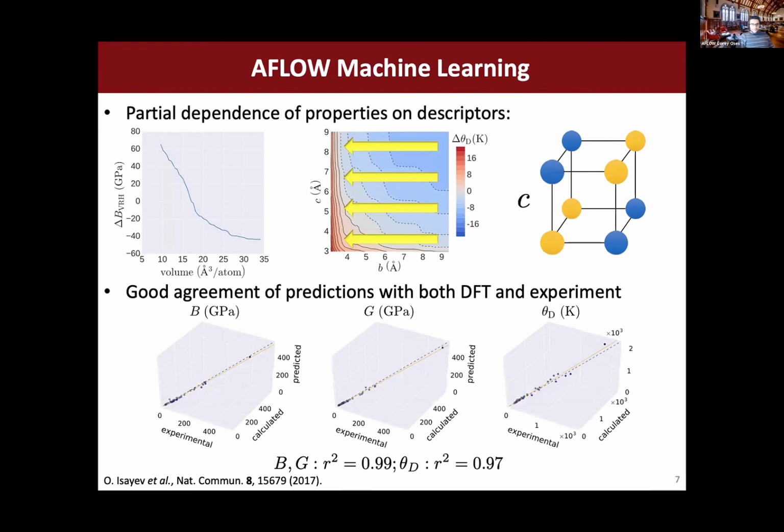We've also done a number of predictions. We've done validation based on the predictions versus the DFT versus experiment, and we have very good agreement among the three of them. So you can see that the R-squared values are very high for the bulk and shear modulus here. Just showing a sample of the data here.